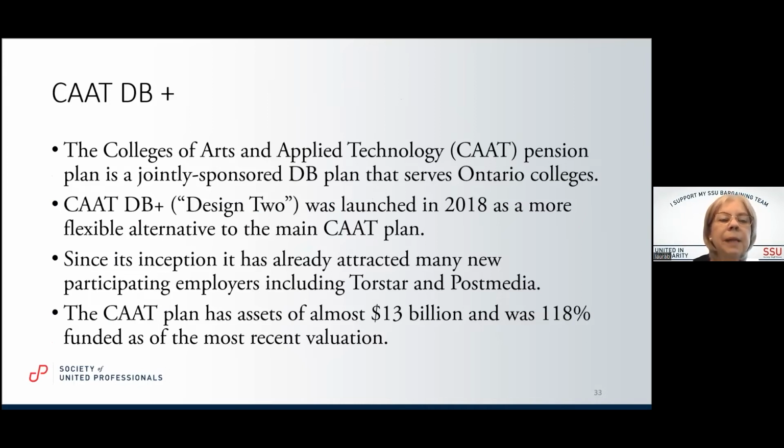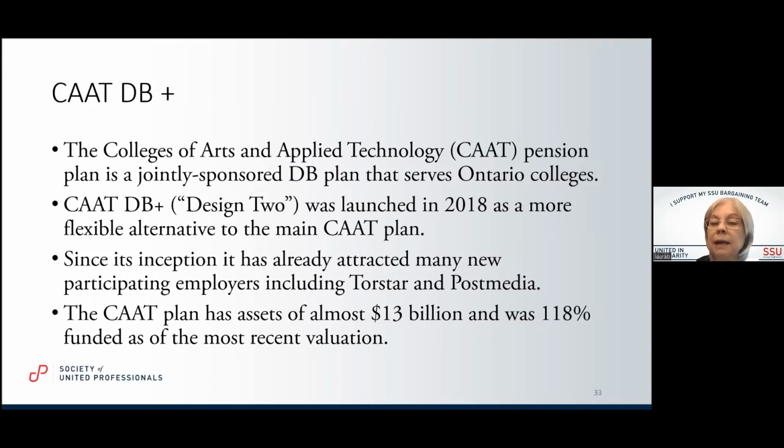The CAAT plan recently, in 2018, launched a new design as a more flexible alternative to the main CAAT plan, which is what employers with defined contribution plans would be more likely to be interested in: the DB Plus design. It's been wildly successful, already attracted many, many new participating employers, and pretty much taken the whole media sector. The CAAT plan is very large, much larger than the MSPP, assets of almost 13 billion and extremely well funded, and we'll talk about the reason for that.